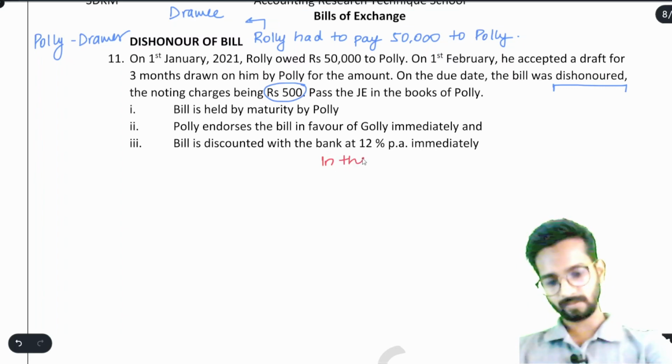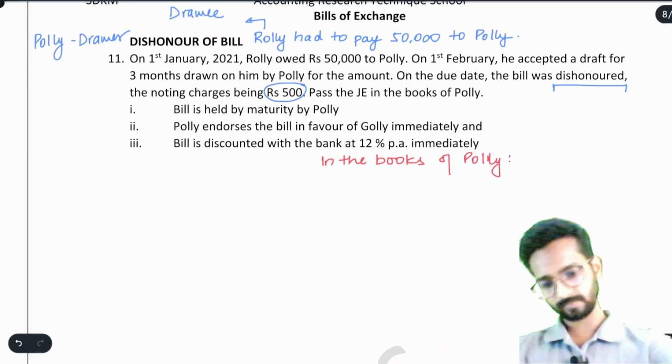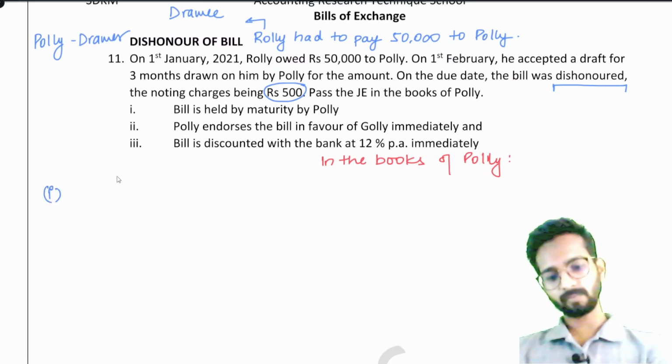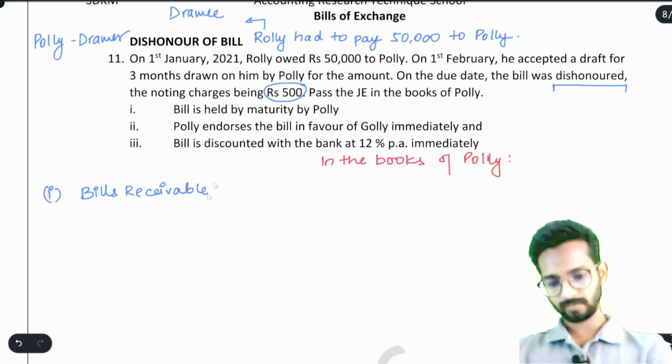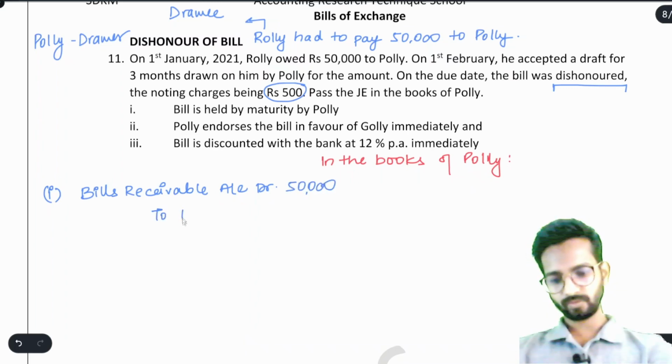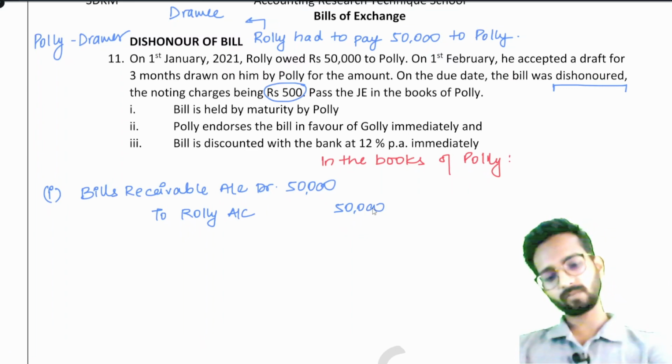In the books of Polly, what is happening? First thing is, we drew the bill. We are who? We are Polly. So we drew the bill. Bills receivable account debit. How much? 50,000. On whom did we draw the bill? Raleigh. So Raleigh account 50,000. Simple enough.